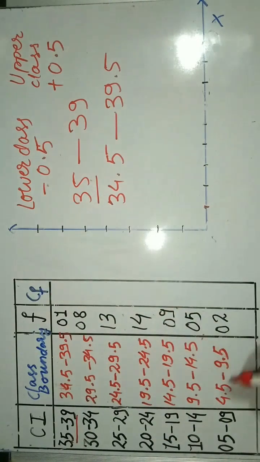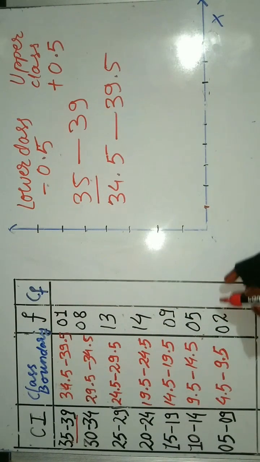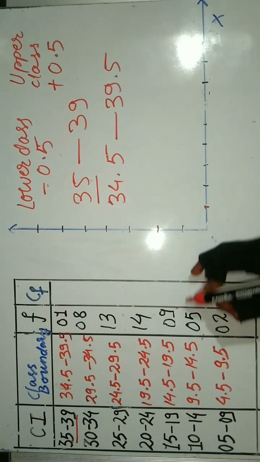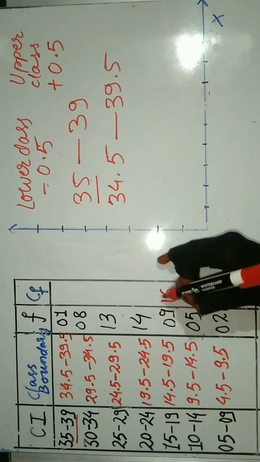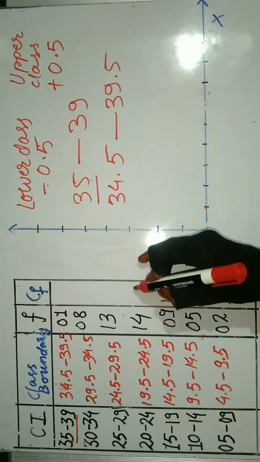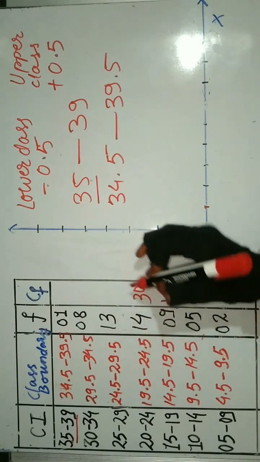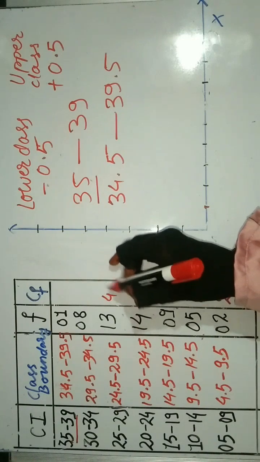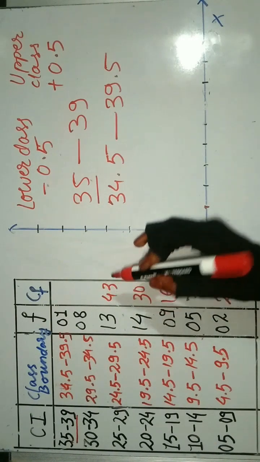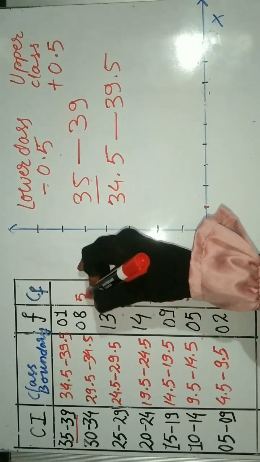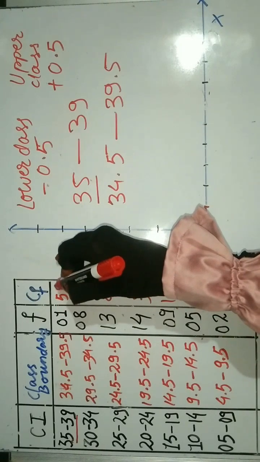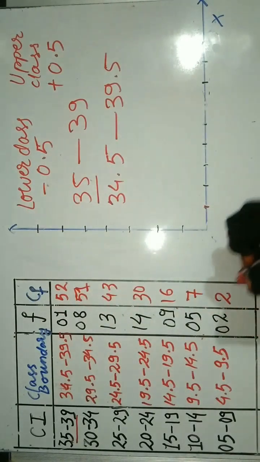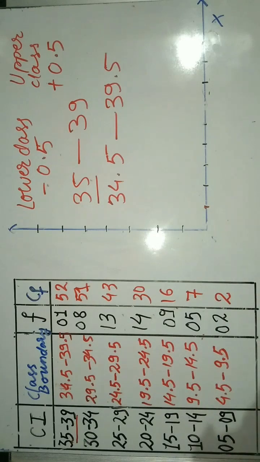Now calculate the CF. For CF, write the last frequency as it is, that is 2. Now add 2 and 5, that will be 7. Now add 9 and 7, that will be 16. Now add 16 and 14, that will be 30. 30 plus 13, that will be 43. Now add 43 and 8, 51. Now add 51 and 1, that is 52. So these are our cumulative frequencies.